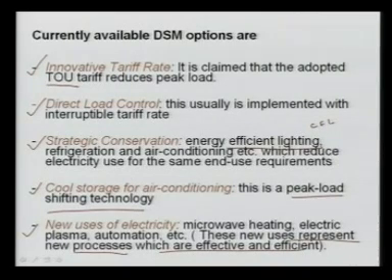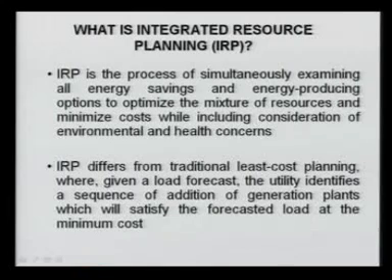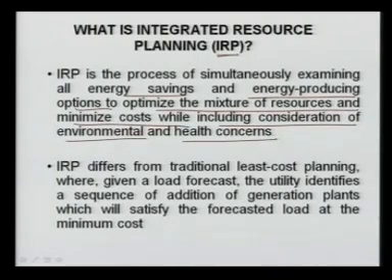Now let us see how we can include these from the planning perspective. Normally in the traditional planning approach, the demand side management options are not included, and thus we require a lot of incentive so that we can see what the savings are. So normally we go for integrated resource planning. Now the question is, what is integrated resource planning? That is IRP, it is very well known. The IRP is the process of simultaneously examining all the energy saving and energy producing options to maximize the mixture of resources and minimize the cost while including the consideration of environmental and health concerns. It means including the various hazardous gases coming out from the power plants. Along with that, we can go for the energy saving options on the distribution side and the energy producing options on the supply side. We are going to maximize the mixture of resources with the minimization of cost.